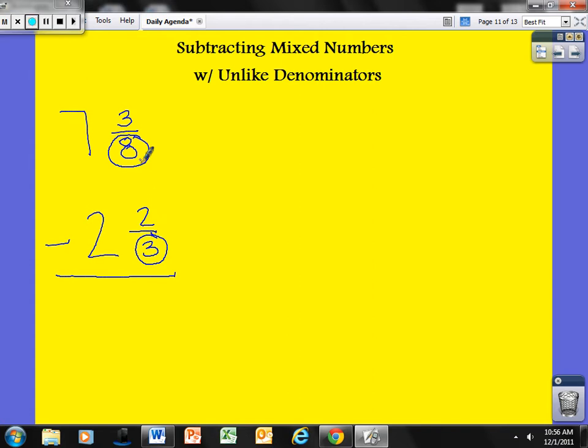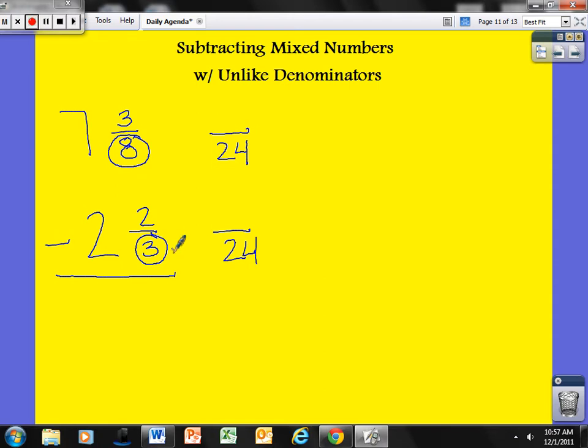I'll choose the larger denominator, 8, and count by the multiples of 8. First multiple of 8 is 8. 3 is not a factor of 8. Next multiple of 8 is 16. 3 is not a factor of 16. Next multiple of 8 is 24. 3 is a factor of 24. So my common denominator now is 24.